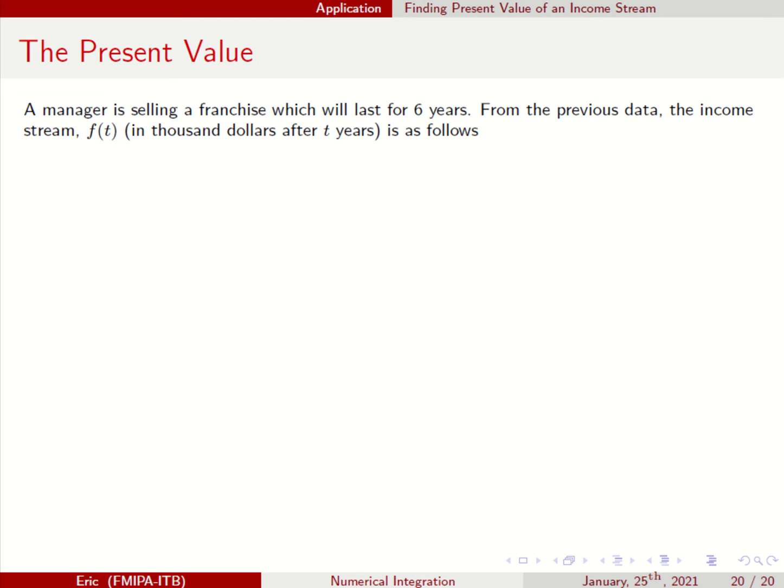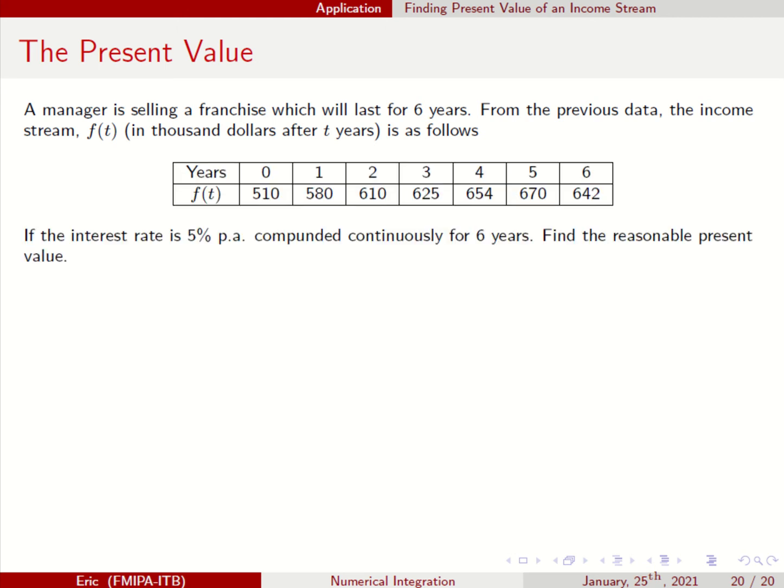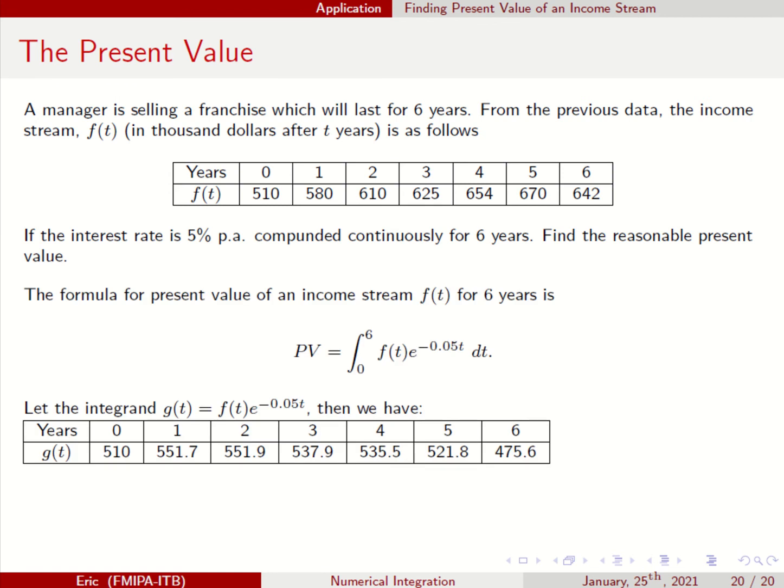Okay, what about the present value? A manager is selling a franchise which will last for 6 years. From the previous data, the income stream f(t) in $1,000 after 3 years is as follows. This is the income stream for every year. If the interest rate is 5% per annum compounded continuously for 6 years, find the reasonable present value. And the present value is given by this formula. So let g(t) equal f(t) times e to the power of minus 0.05t.